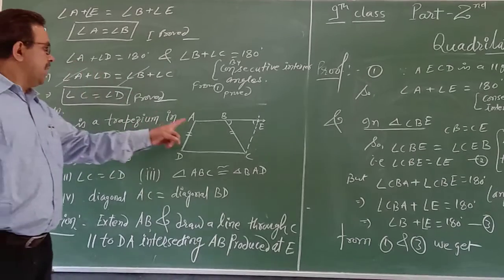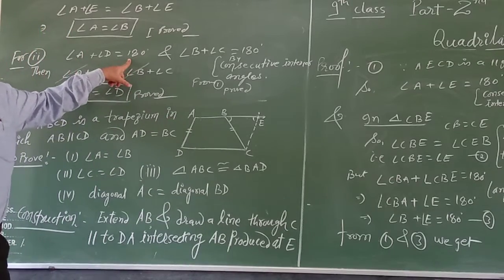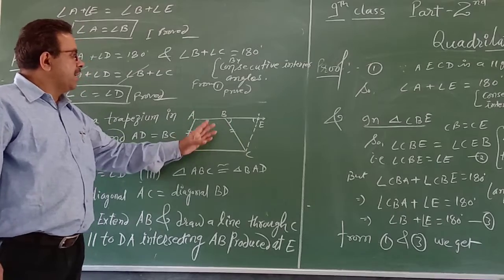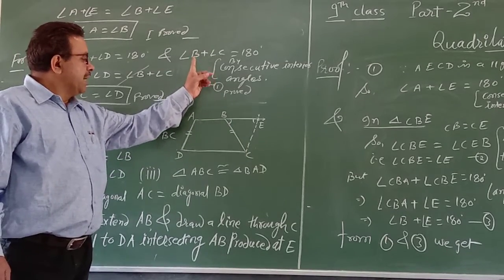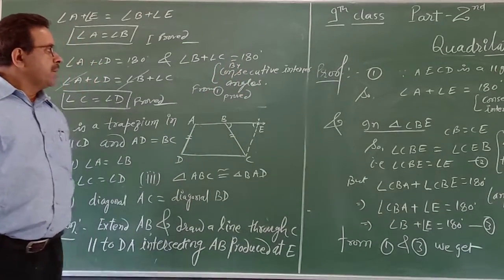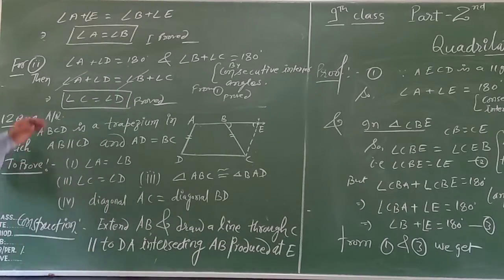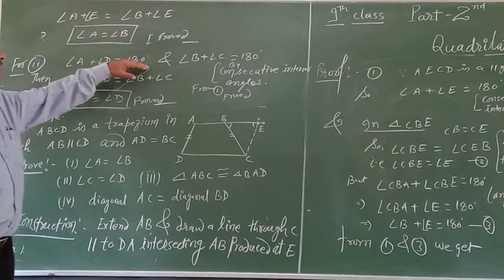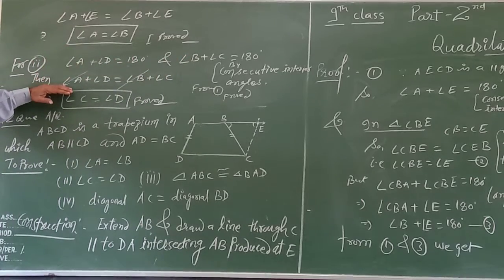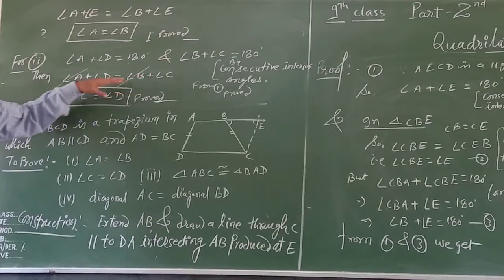Now for the second, it is in a simple way. We can say that angle A plus angle D is equal to 180 degrees by co-interior angles, since AB parallel DC is already given. Similarly, we can say that angle B plus angle C is equal to 180 degrees, the reason being consecutive interior angles. Hence, if the right sides are equal to each other, then the left sides will also be equal. Then we get angle A plus angle D is equal to angle B plus angle C.